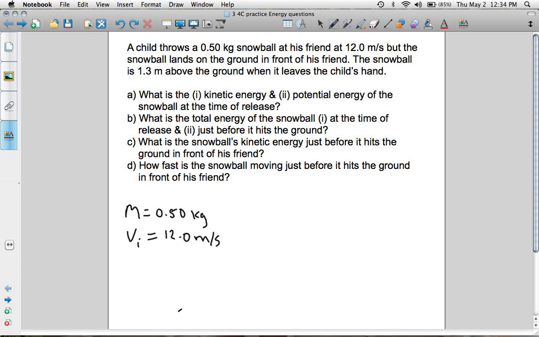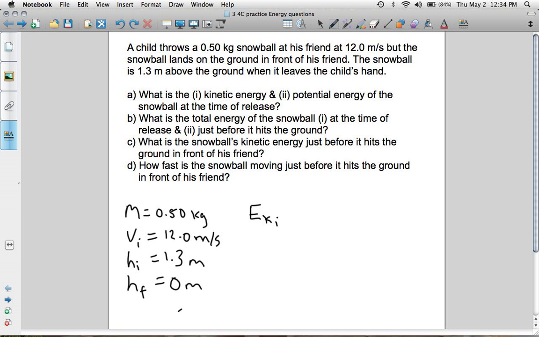So the snowball was thrown from, so H initial was 1.3 meters up. H final we know, because I just talked about the ground, is going to be 0 meters. I'm guessing, I haven't checked this yet, but they'll probably ask me to find the final speed, because I have initial velocity, initial height, final height, but I don't have a final velocity. What is the total kinetic energy and what is the potential energy of the snowball at time of release?